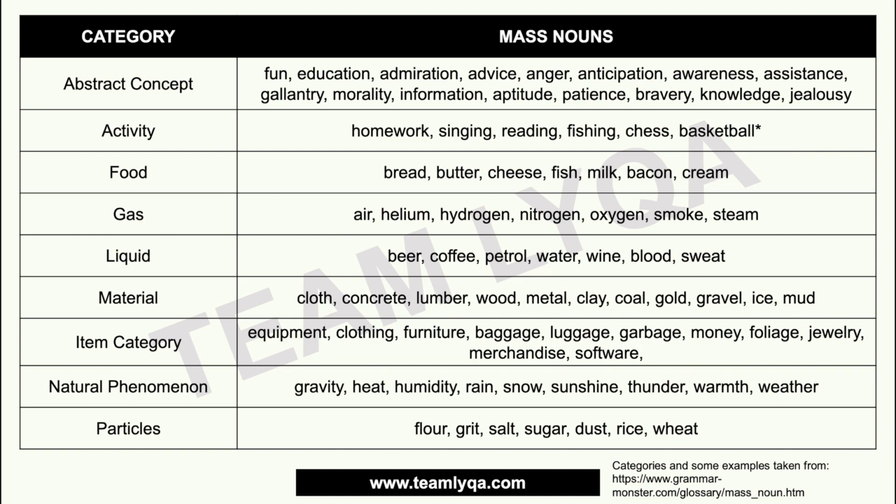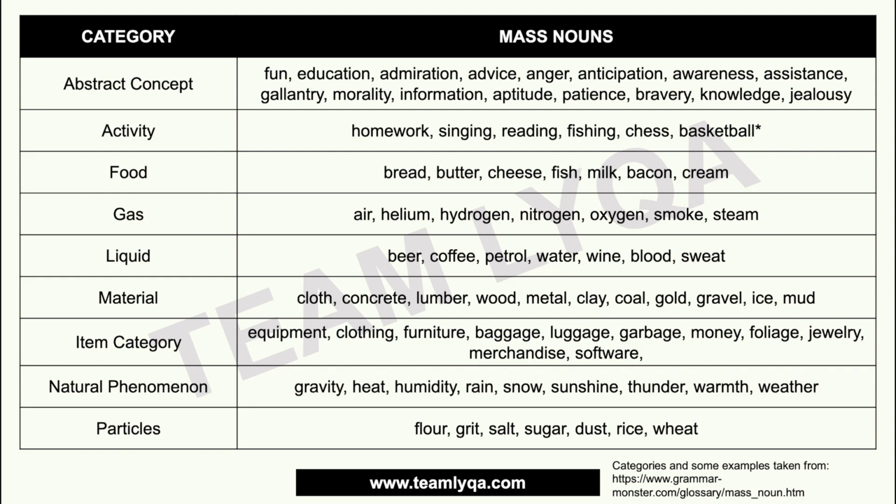So abstract concepts, pag sinabi natin abstract, ibig sabihin, hindi siya mahahawakan, hindi siya, kumbaga, masusukat din. Kagaya ng fun, di ba? How much fun did you have? You don't say how many fun did you have? Kasi hindi natin pwede bilangin yung fun. Pwede mo siya i-rate sa quality, di ba? Pero hindi mo pwede bilangin sa quantity. So this is a mass noun. Ganun din sa knowledge, information, anger, anticipation, all of these feelings, concepts, these are mass nouns.